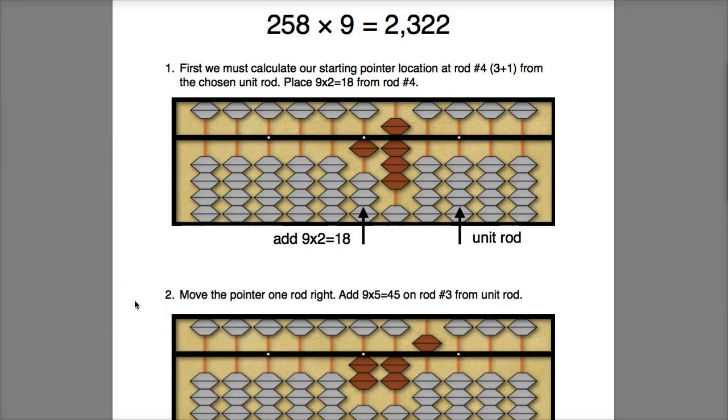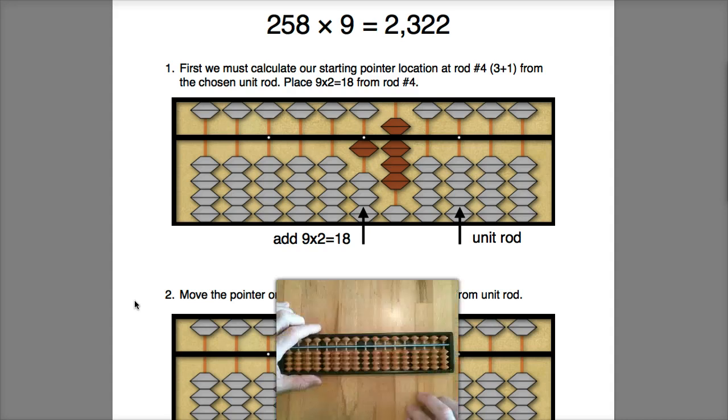258 times 9. So first thing I do is I choose my unit rod, and I'll choose it here, and then I count off 4, 1, 2, 3, 4, and this will be my starting rod location. So I'm going to multiply left to right, so I multiply 9 times 2, which is the first digit of the multiplicand. 9 times 2 is 18.